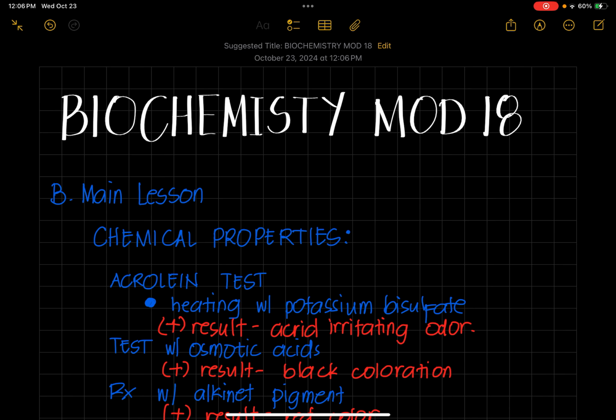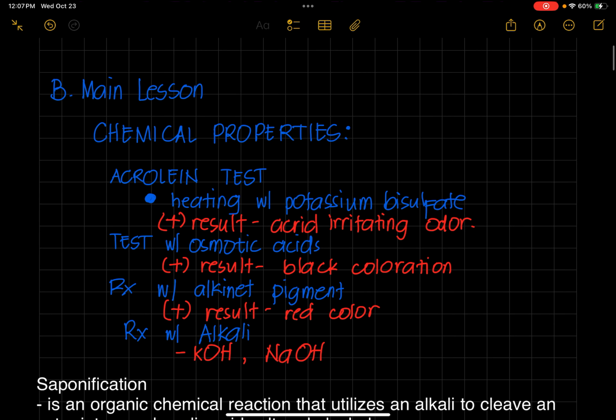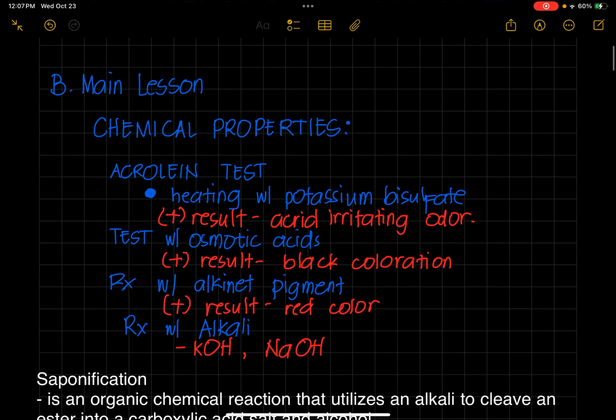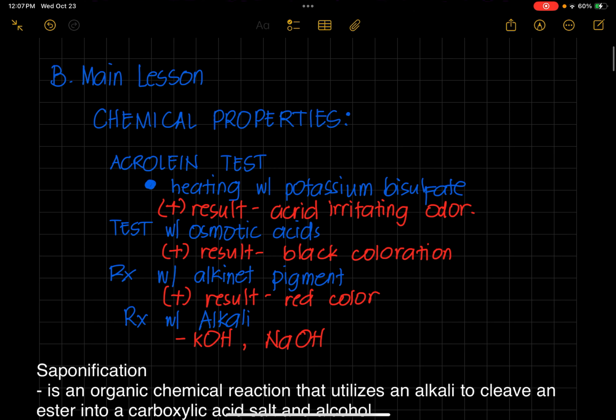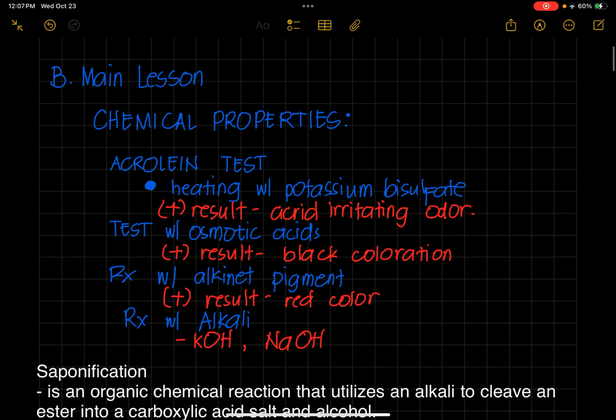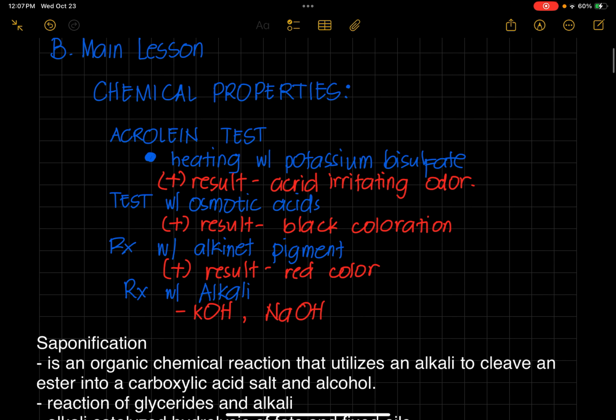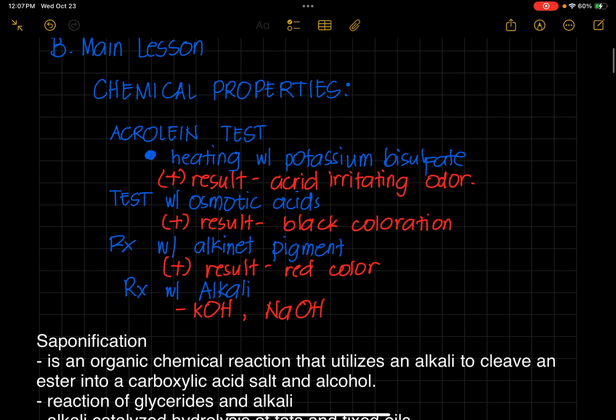So our main lesson here is chemical properties. Acrolein test, of course, a positive result would be an acrid, irritating odor. Ano acrid? Amo na siya ang baho sang panos na oil. And then to do this acrolein test, we have heating with potassium bisulfate, and test with osmic acid, result is black coloration.